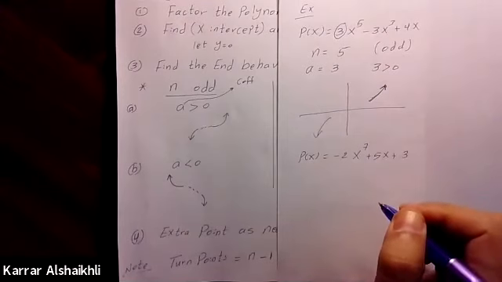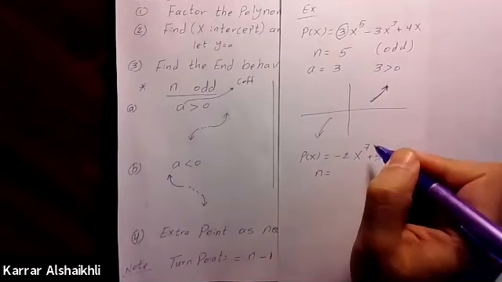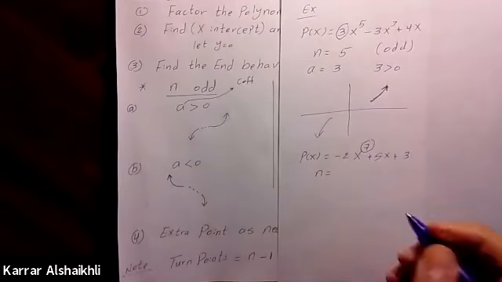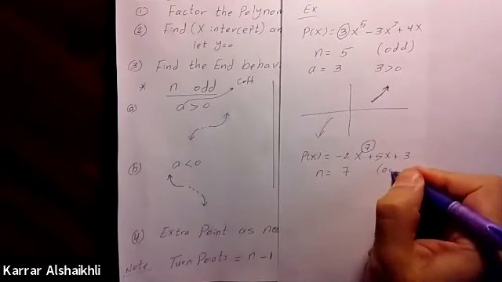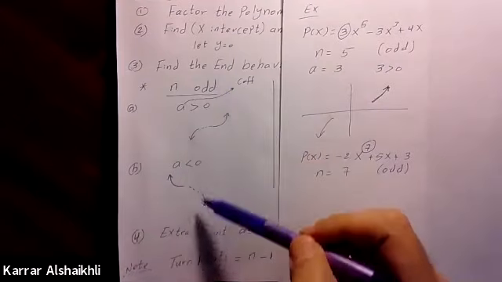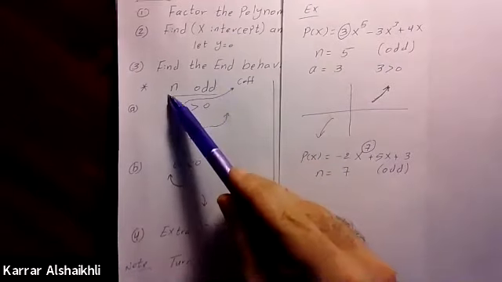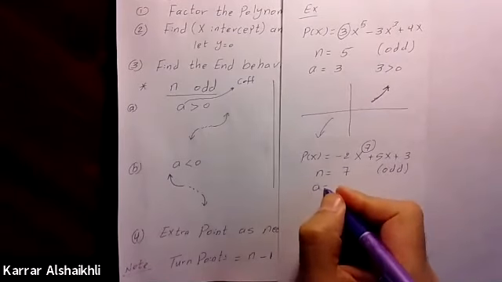So now we have to check the end behavior. Now, the large exponent is 7. So I'm going to write down n is 7. n is 7, an odd number. That means I'm going to work with this side, the odd side. n is an odd number. Now I have to check the coefficient a.